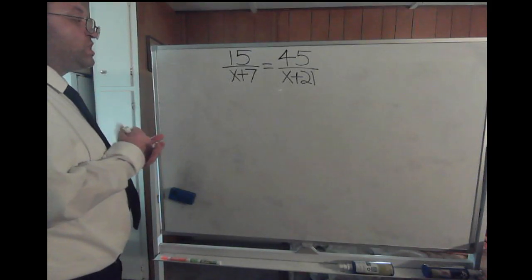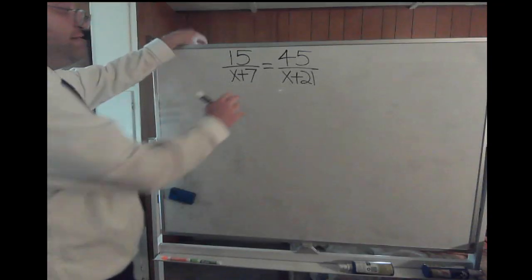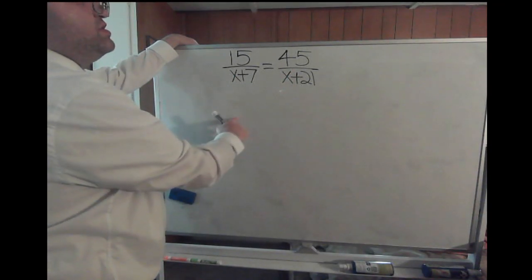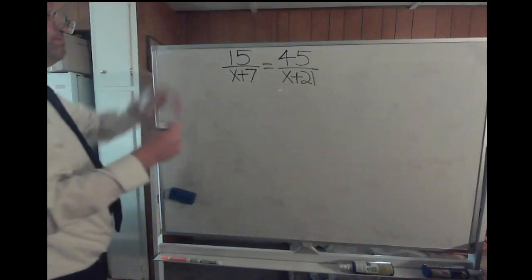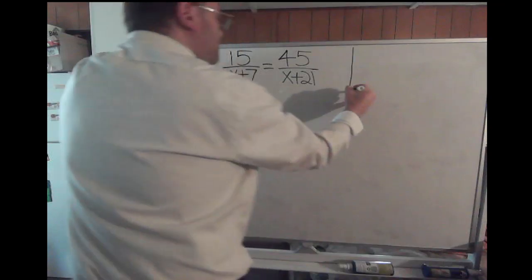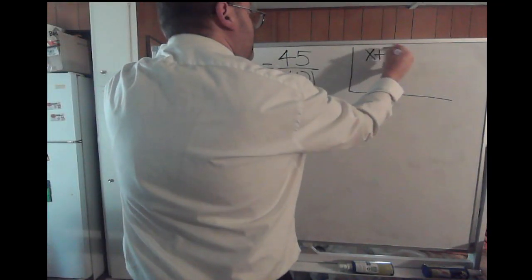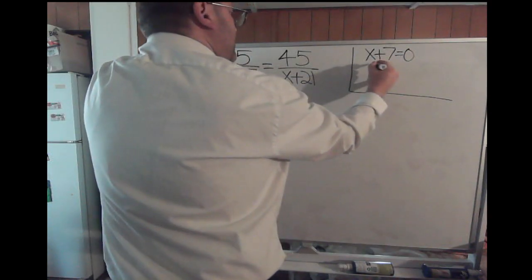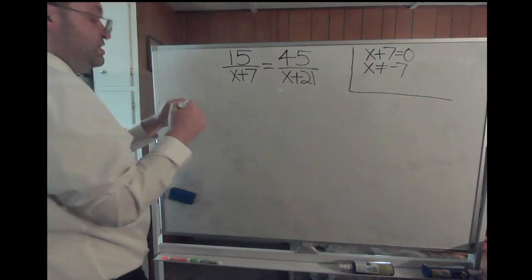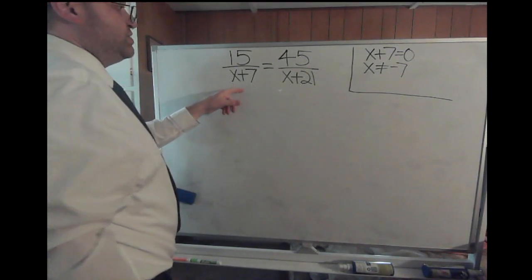Well, first things first, we have variables in the denominator. We need to determine those values of x which make the denominator undefined. So, if we take x plus 7 equal to 0, x would equal negative 7, which means x cannot equal negative 7. Because if x equals negative 7, you get a 0 in the denominator, which doesn't work.